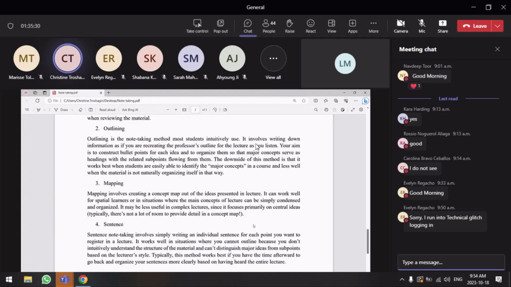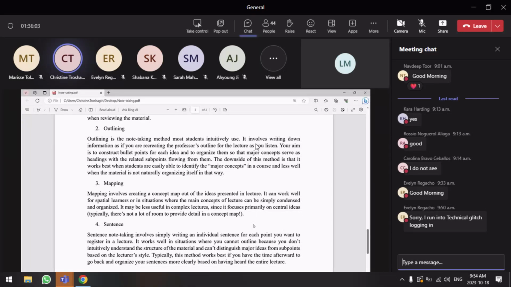Now, the second technique is the outlining technique. Outlining is the note-taking method most students intuitively use. It involves writing down information as if you are recreating the professor's outline for the lecture as you listen. So whenever your professor is doing the lecture, you're going to outline, and this is something which is done intuitively, all right? It's not like you learn or acquire that skill. It comes simply from within yourself.